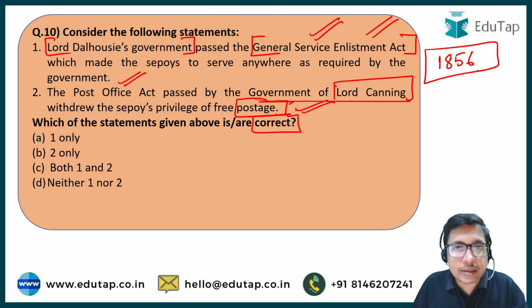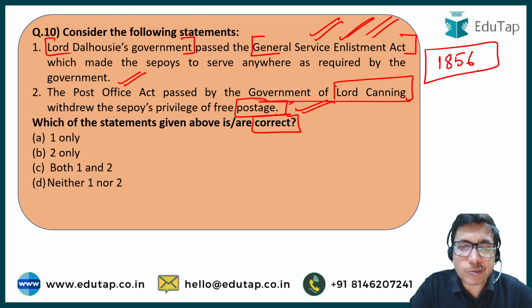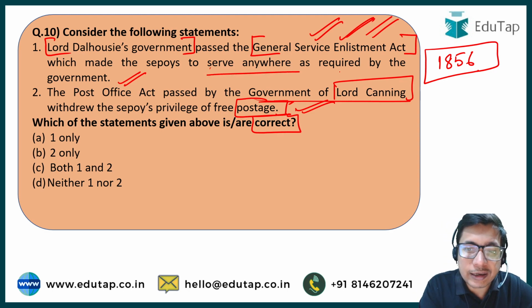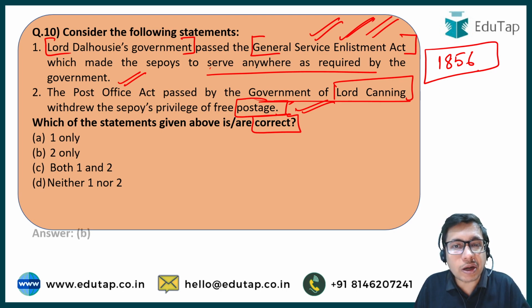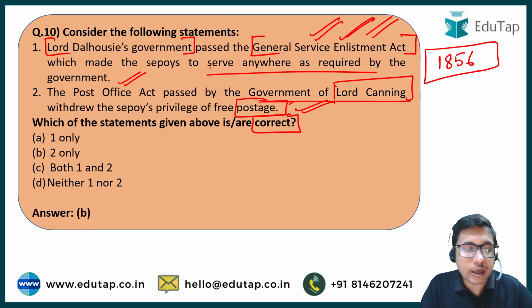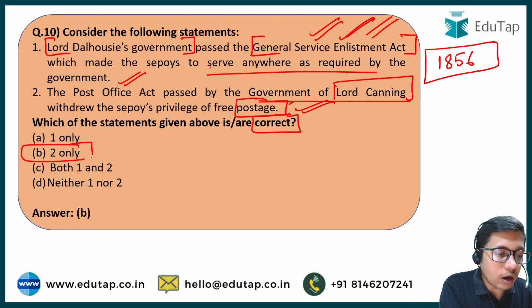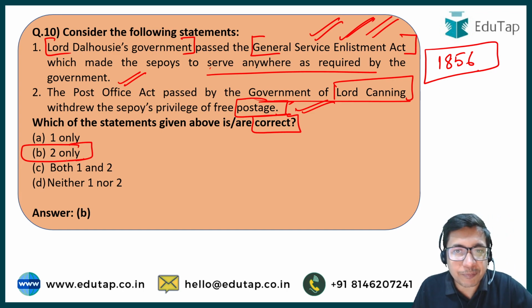Okay, the first statement is partially correct. The General Service Enlistment Act, yes, was passed in order to make Indian soldiers serve anywhere as required by the British government, but it was done during Lord Canning's tenure and not Lord Dalhousie's tenure. Therefore the correct answer here is option B. Only the second statement is correct, right?